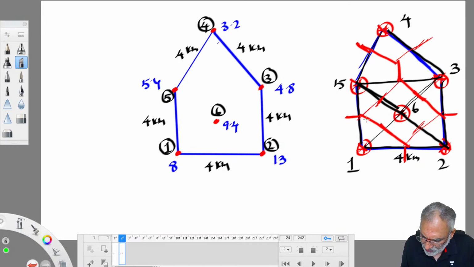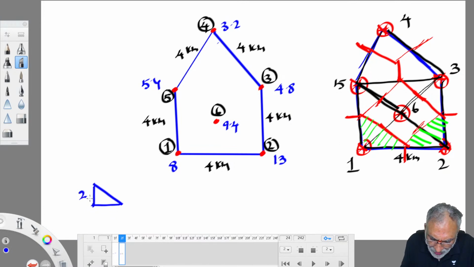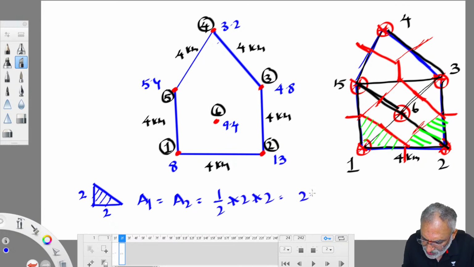Then how much area will go to station 1? This much area will go to station 1. Station 2 represents the same area. Station 1 and station 2 represent a triangular area. The total is 4 kilometers. This is the half bisector, no? So from here to here it is 2 kilometers. Therefore, A1 is equal to A2, which is half into B into H. So it is 2 kilometers square. This is A1, this is A2.